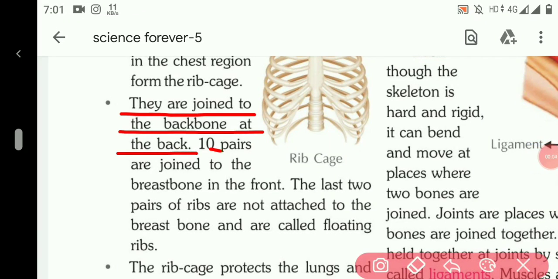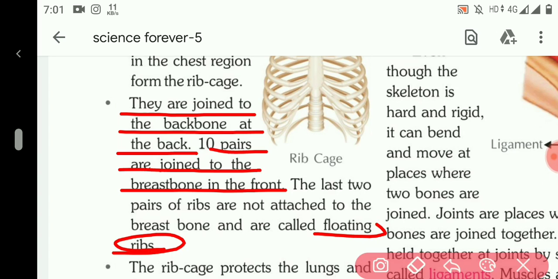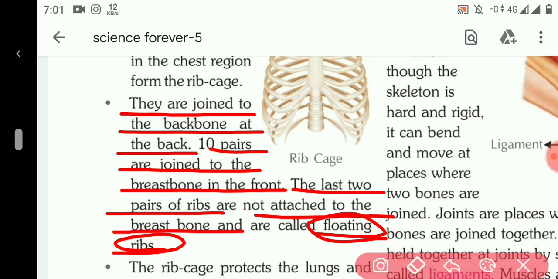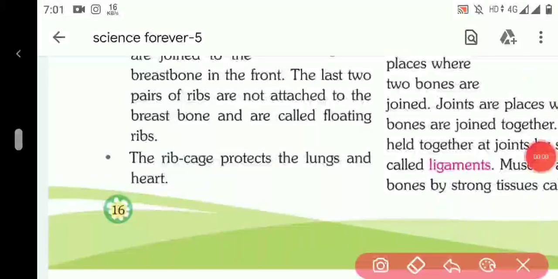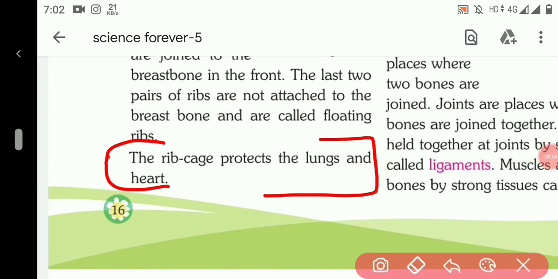Among the 12 pairs of ribs, 10 pairs are joined to the breastbone in the front, and the last 2 pairs, which are not attached to the breastbone, are known as floating ribs. The function of the ribcage is to protect the lungs and heart from external shocks or injury.